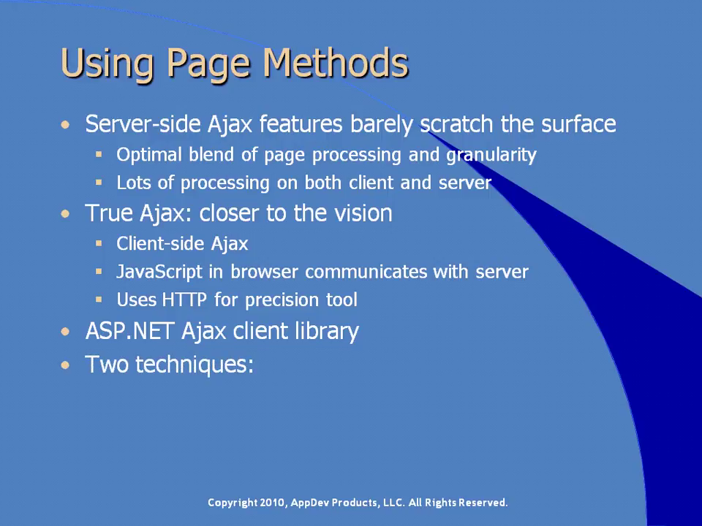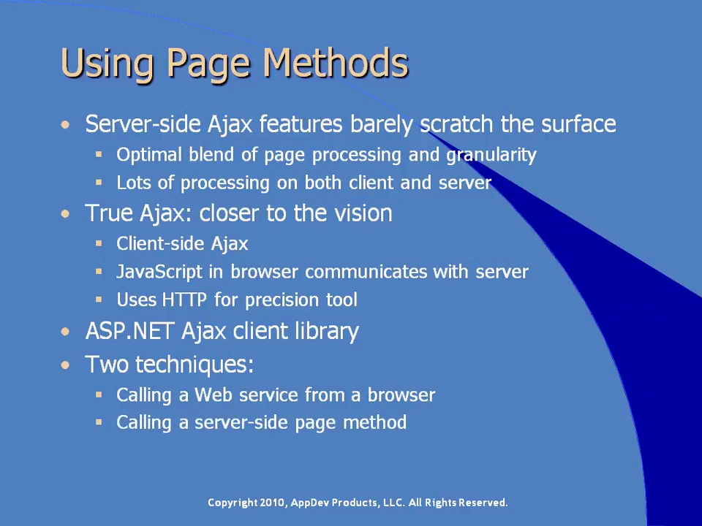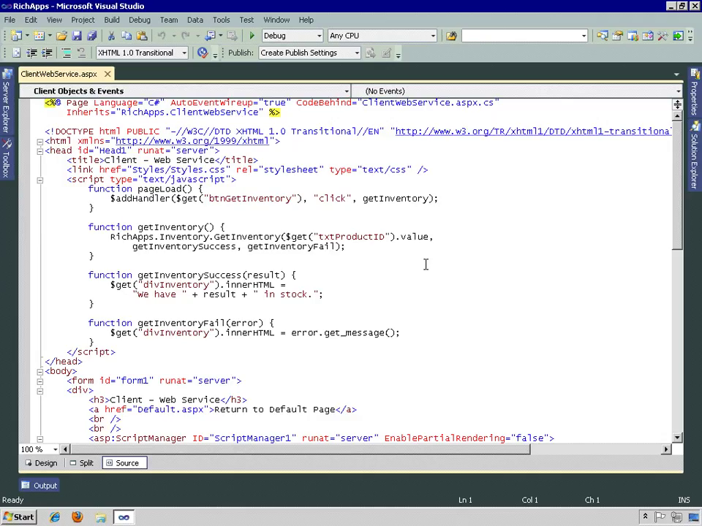What we're going to do now is explore a few of the techniques of the client library and see how to use it to make two kinds of web service calls, making the calls directly from a page on the client. One is calling a web service from the browser, and the other is calling a server-side page method. The first thing we're going to do is look at calling a web service from a browser.